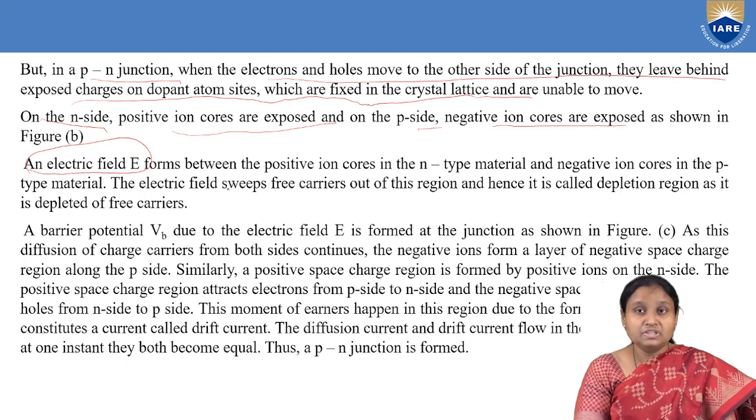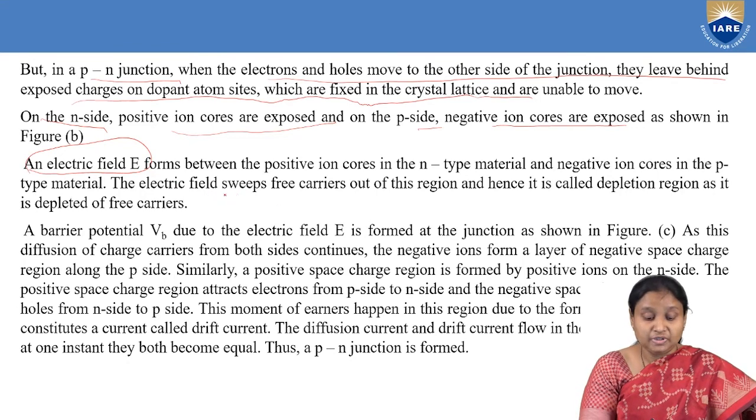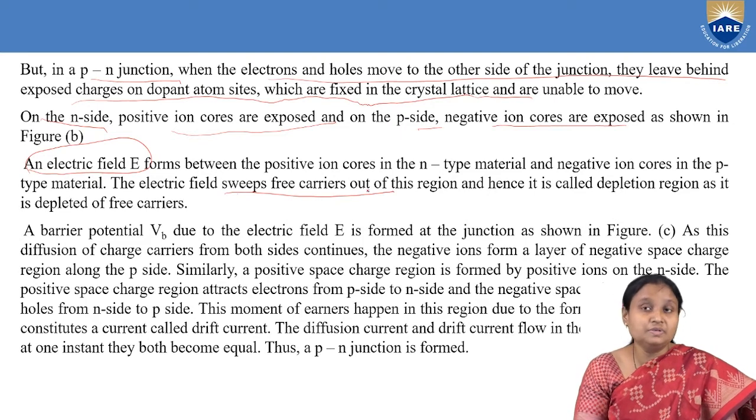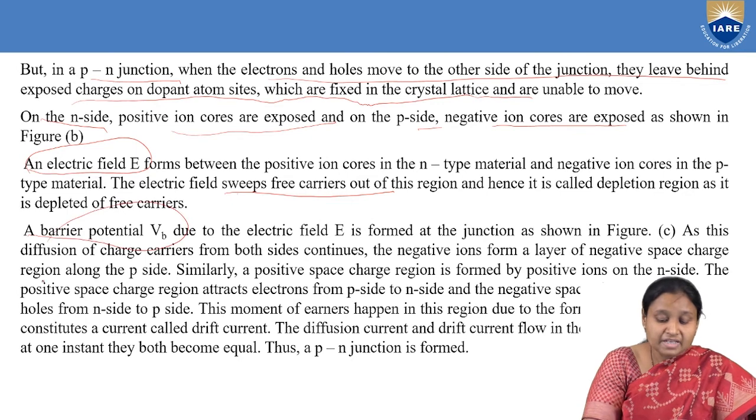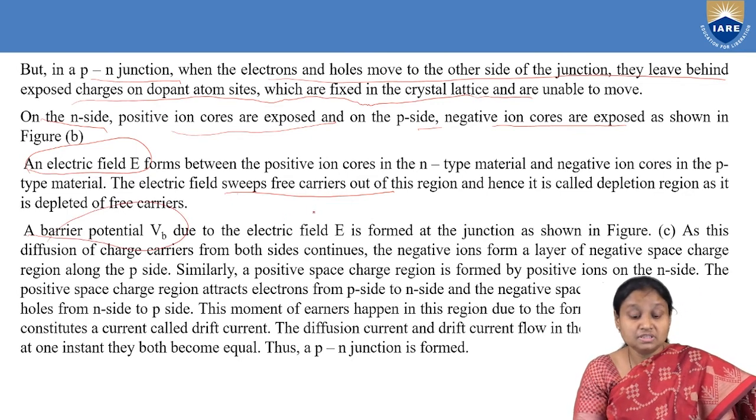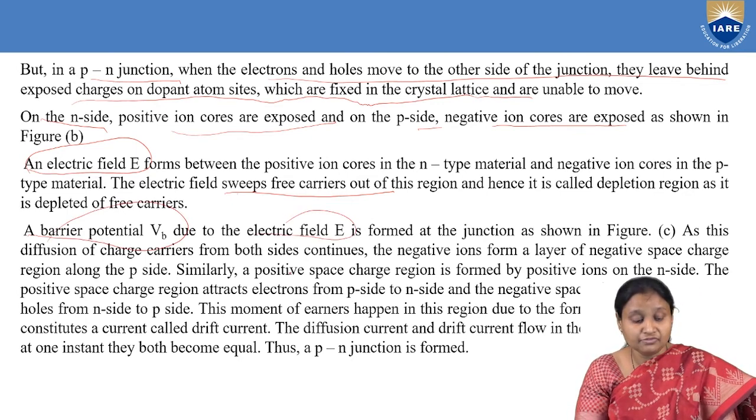And what is the role of this electric field? It sweeps free carriers out of this region, and this region is called the depletion region because it is depleted of free charge carriers. And this is also called the barrier potential. This barrier potential is formed because of this electric field.